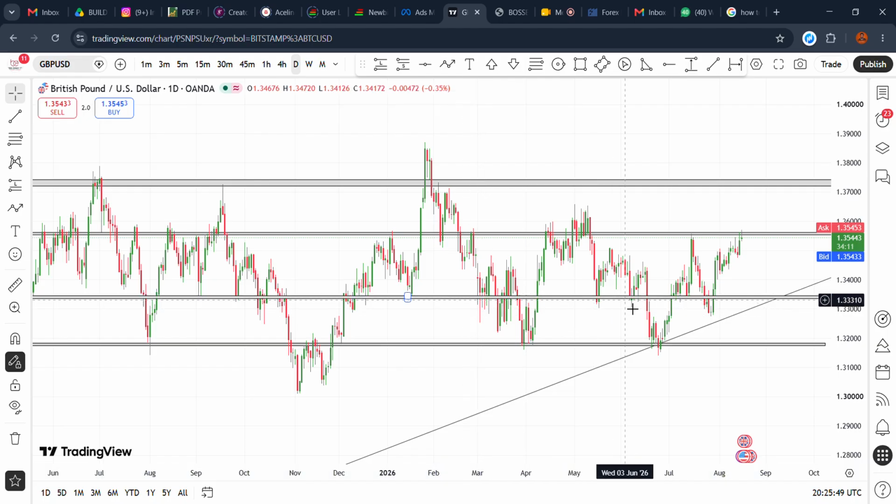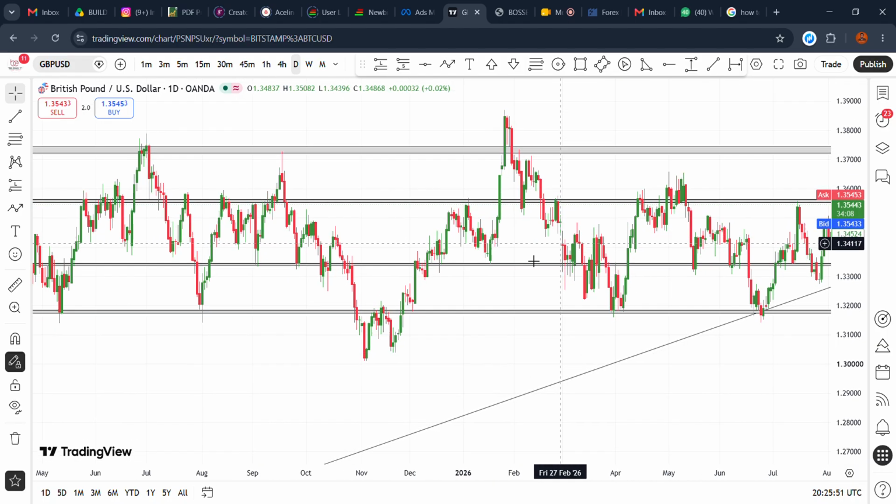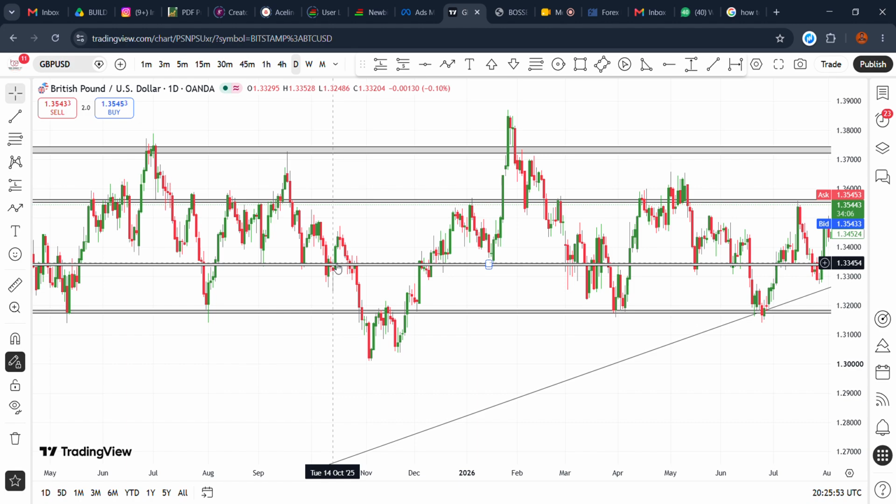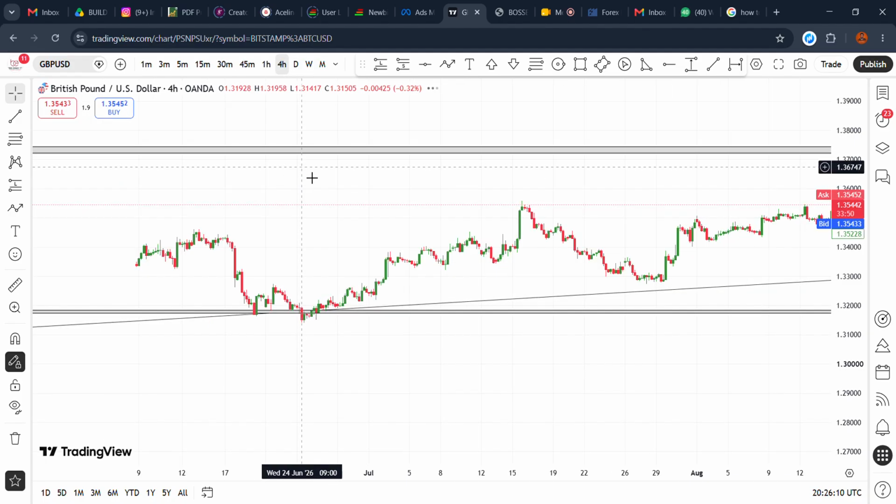I can spot this, but they are not very strong. So we have what we call the major zones, the major levels, and the minor levels. Major levels or major zones are the ones you see on the higher time frame, while the minor levels are the ones you see on the lower time frame, right? Okay. So I quickly go back to my next time frame, the 4 hour time frame.